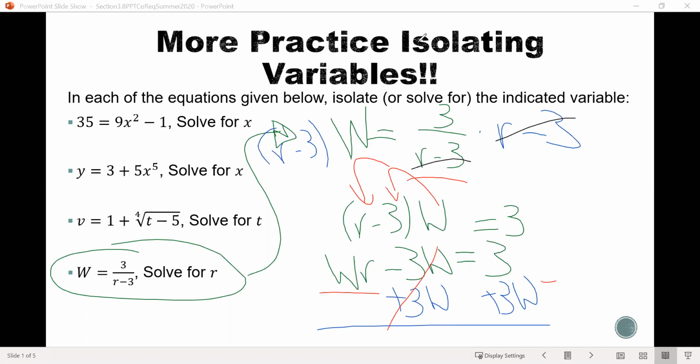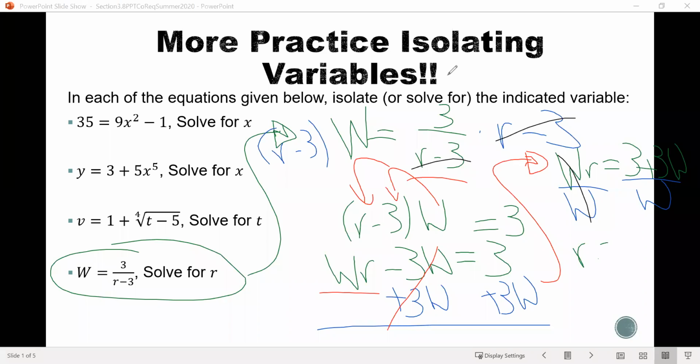These will cancel. And now we have wr equals 3 plus 3w. And then to solve for r, just divide by w on both sides. Cancels out the w's here on the left-hand side, so we end up with r equals 3 plus 3w all over w.